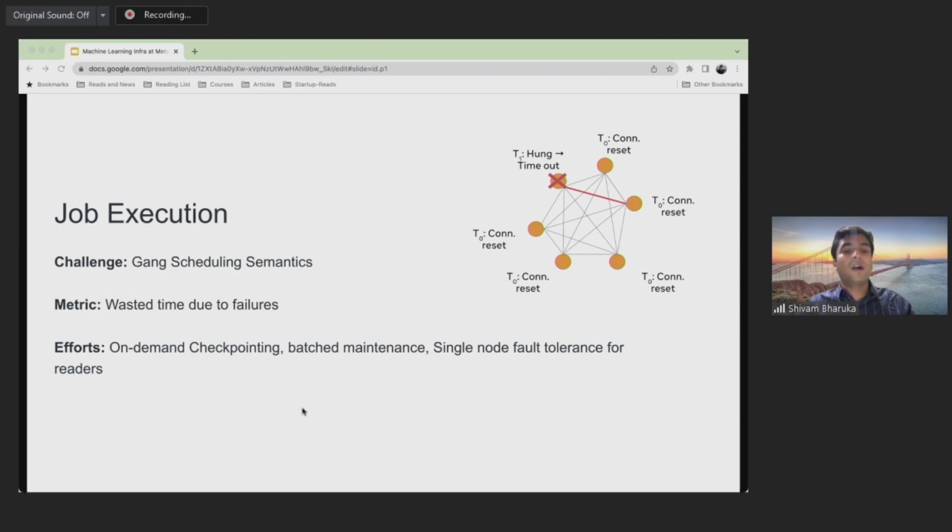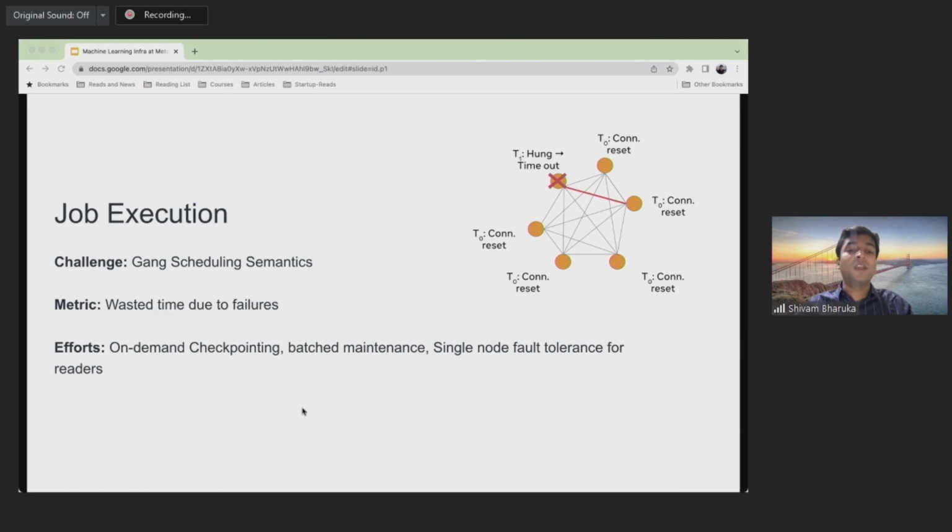Since multiple nodes can be preempted at different times due to kernel upgrades, we don't want a job to go through multiple failures due to a single upgrade cycle itself. We batch the maintenance across a domain such that multiple nodes can be upgraded together, and a job only suffers through a preemption failure a single time during a single upgrade cycle. And the last one is implementing single node fault tolerance. As I mentioned, the trainers are not fault tolerant today. A failure in one node leads to a restart of the entire job itself.